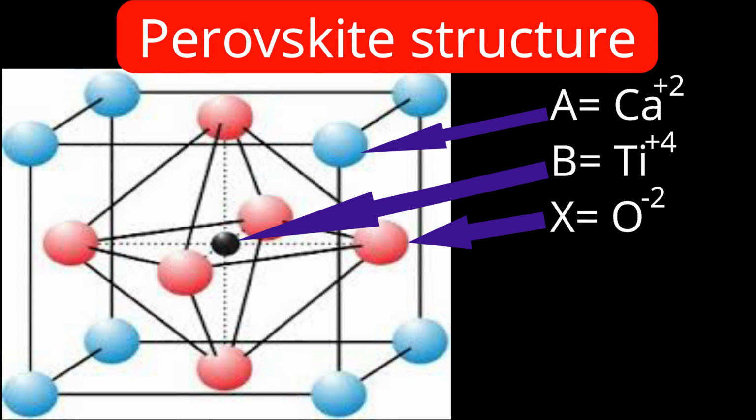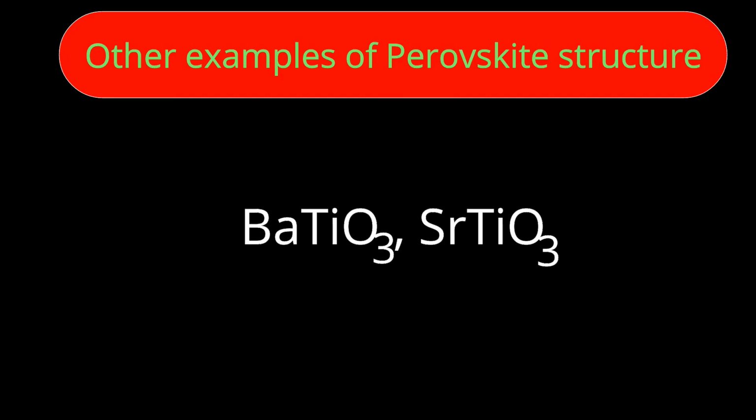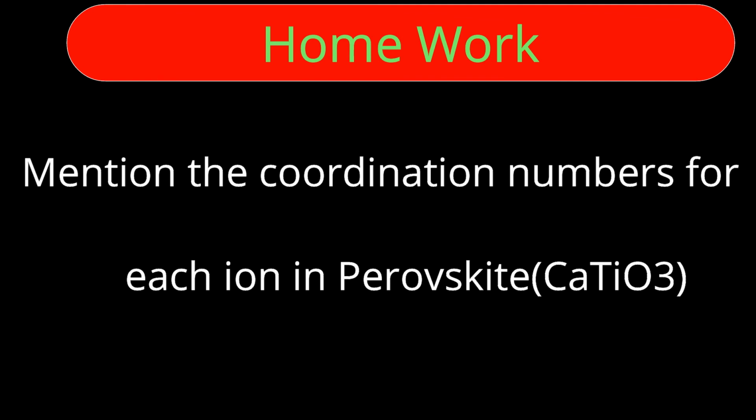So for that, I have shown you the previous diagram. But this diagram also will do. This is also a perfect diagram for CaTiO3. Other crystals which show the same structure as the perovskite structure, the structure we have discussed, are barium titanate BaTiO3 and strontium titanate SrTiO3.